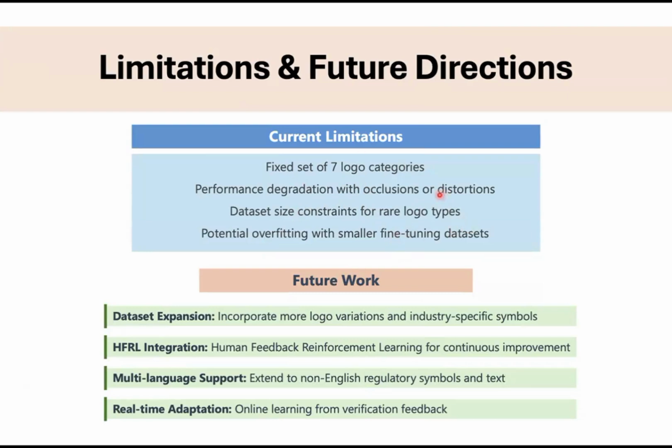Looking at these limitations, the future work can be expected to address dataset expansion to incorporate more logo variations that can address industry-specific symbols, and also to integrate reinforcement learning from human feedback for continuous improvement. Currently, as you can see, the tag generation is mostly in the English language for all the symbols, which can be further extended to multilingual support in future. And also real-time adaptation can help in online learning through verification feedback from operators, which can actually help the model learn in real time.